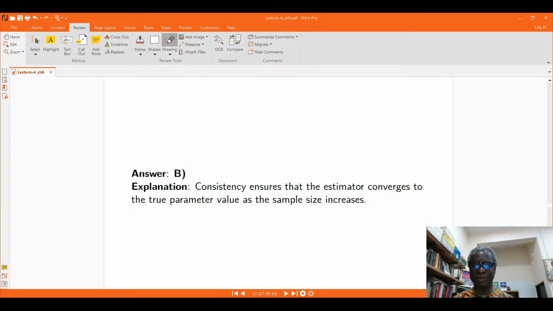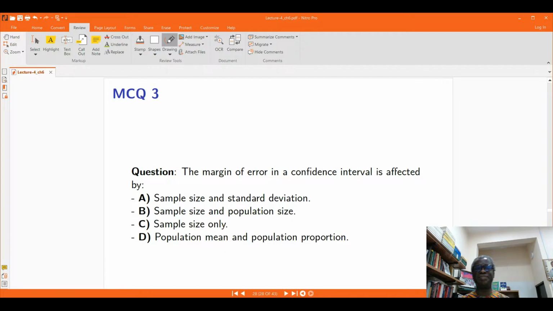Question 3. The margin of error in a confidence interval is affected by: A, sample size and standard deviation. B, sample size and population size. C, sample size only. D, population mean and population proportion.